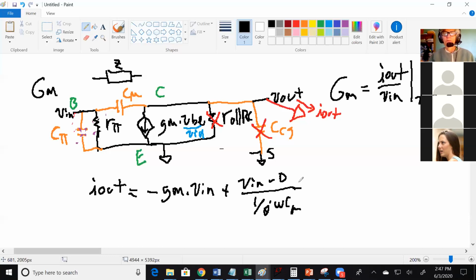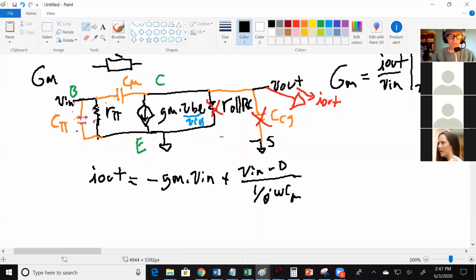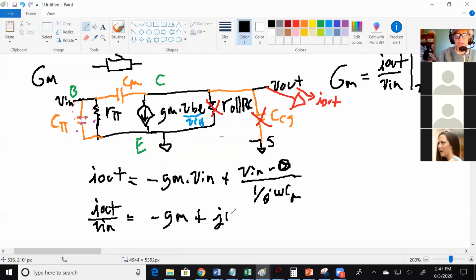Okay, and what you really want is I out over V in. So if you divide both sides by V in, you get that. And if I scroll down, you have your I out over V in, and that equals, this is a 0 here. So what you get is, if you factor out the V in, you get minus GM plus 1 over J omega C. So this actually becomes J omega C.